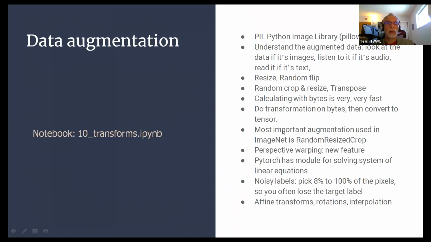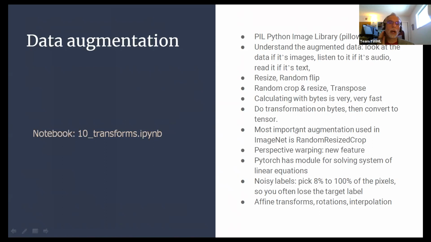Then he talks about various kinds of augmentation, like resizing the image, randomly flipping it, randomly cropping it and then resizing it, transposing it. These are all various ways to alter the images. You take an image and do this to it, and now you have a new image for your training set. Or maybe you can do 10 of these operations and get 10 new images for each one.